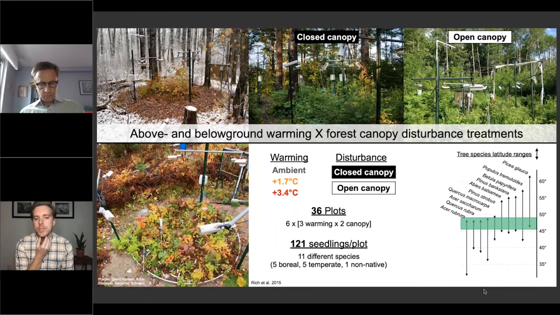So we sampled 36 plots, 6 replicates of the 3 warming and 2 canopy treatment design. And each of these plots had 121 seedlings planted in it that represent 5 boreal, 5 temperate, and 1 non-native tree species in the system.